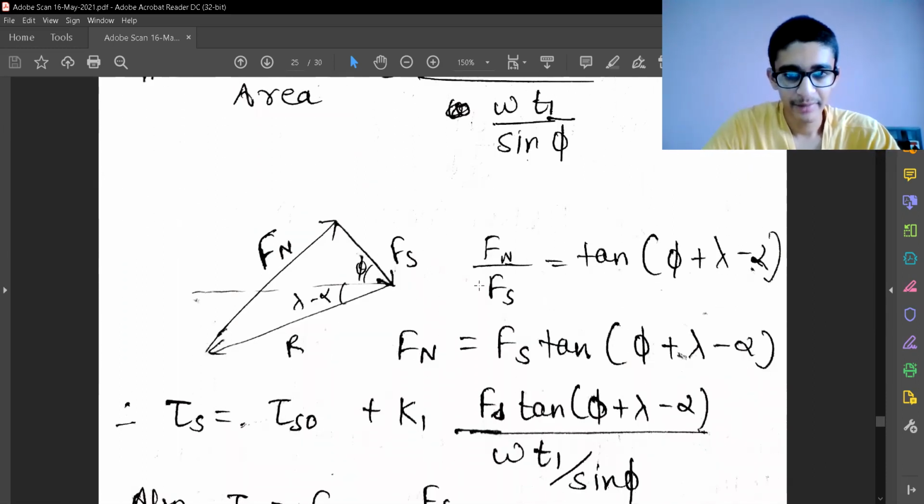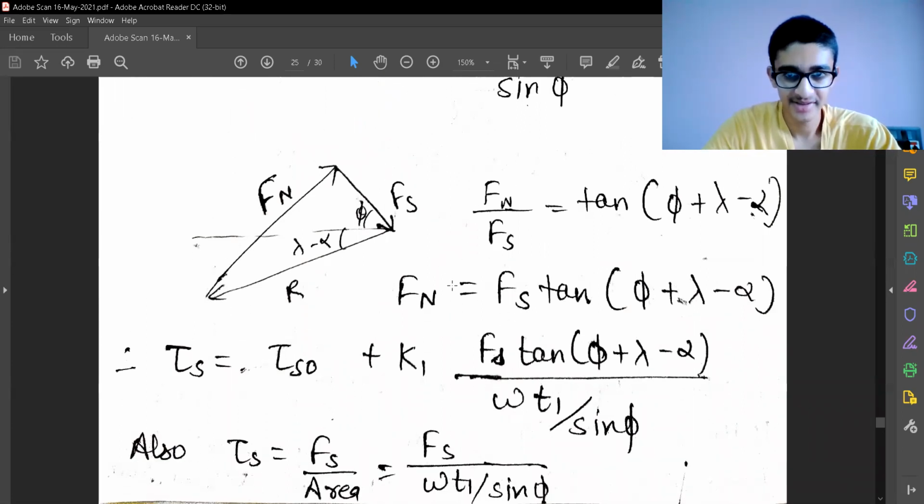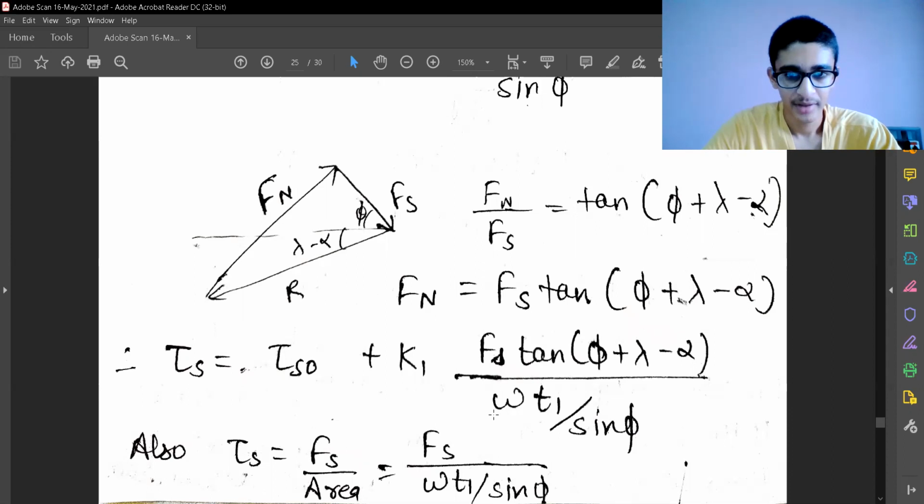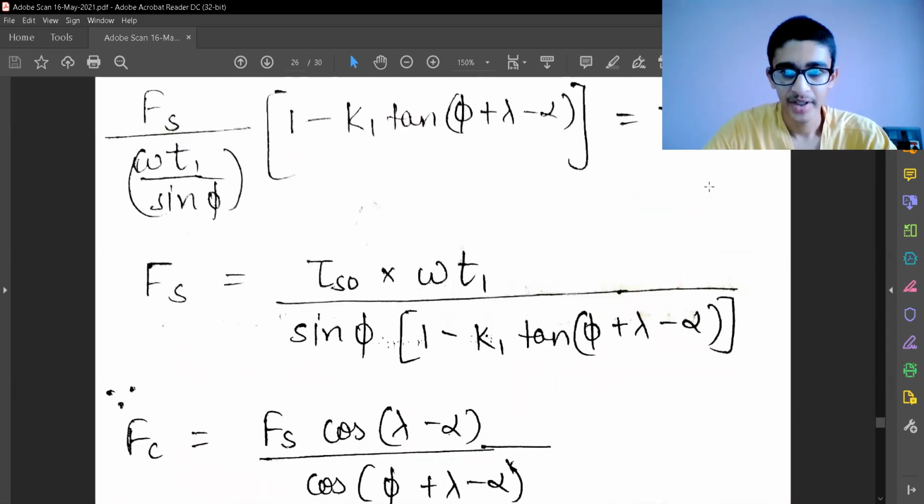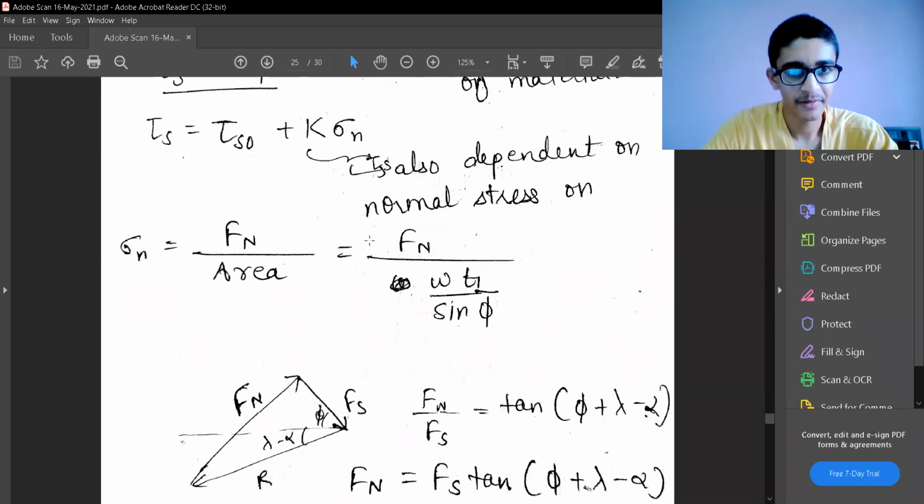So we have the relation between Fn and Fs by the triangle, and this is the relation. Now that Fn, which is involved in the normal stress, is substituted over here in terms of the shear force again, and the shear force value will again be in terms of the shear strength. I have just substituted this over there, and we get this value of tau S0, that is the shear strength. So that is the actual shear strength of the material which we have known.